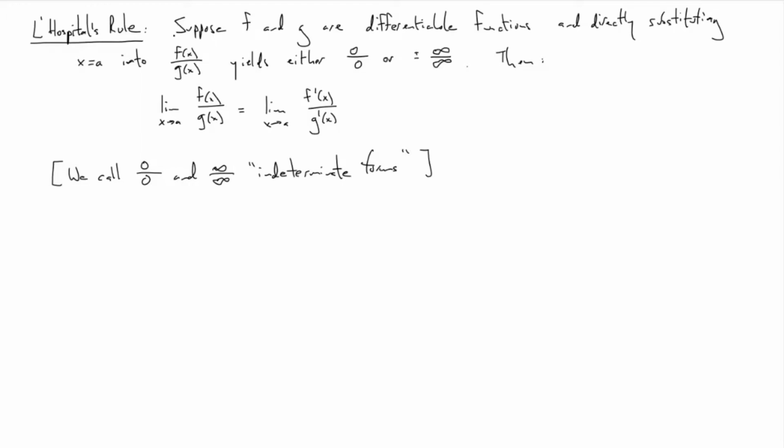And it's worth mentioning some terminology. We call 0 over 0 and infinity over infinity indeterminate forms. What is 0 over 0? Well, 0 over anything is 0. Anything divided by 0 should be infinity. Anything divided by itself should be 1. 0 over 0 could be anything. And similarly for infinity over infinity. You can't determine what these are without doing some work.